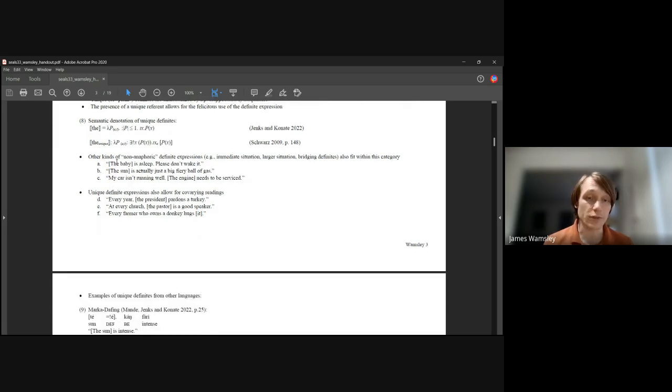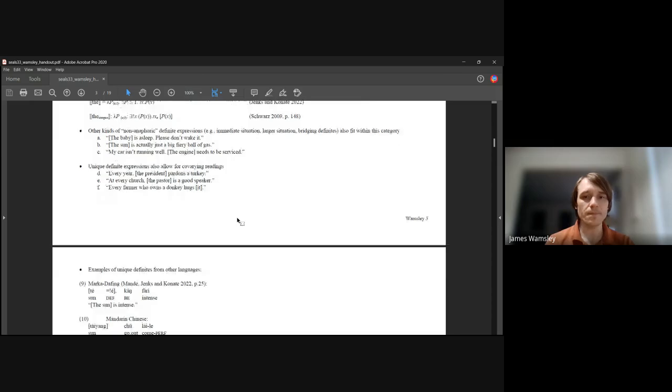Looking at some examples below, we have immediate situation definites, like the baby is asleep, where there's one baby. The sun, which is a larger situation or global unique definite, there's one sun that's referred to. Or a bridging example, where you say, my car isn't running well, the engine needs to be serviced. It's understood that the engine exists in the context because if you have a car, you have an engine.